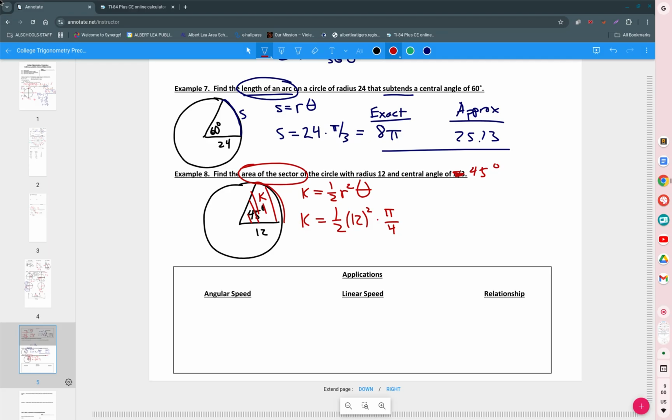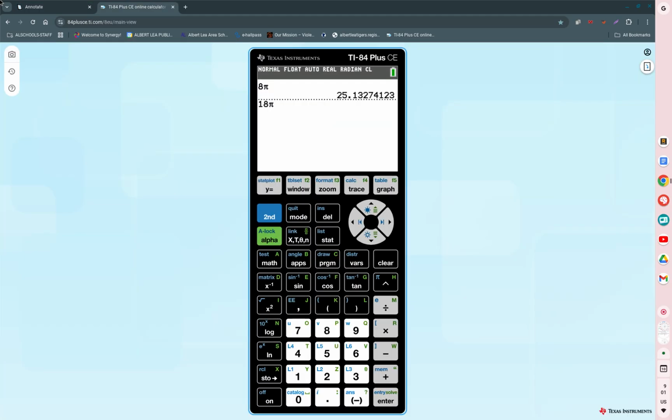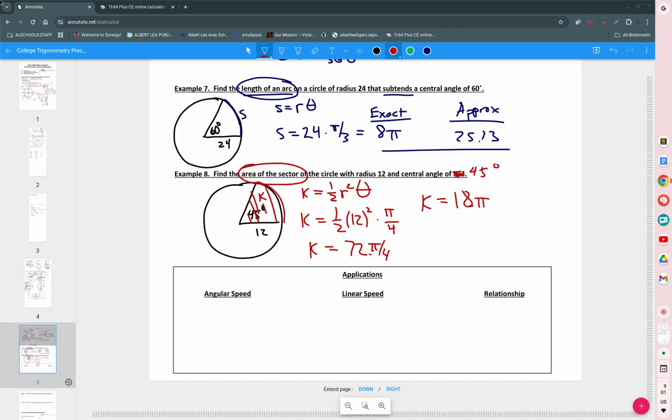Now we just have to multiply this out. 12 squared is 144, and 144 times 1/2 is 72. And so now I have to multiply 72 times pi over 4. 72 divided by 4 is 18. So 18 pi is the exact value. The approximate value, again, we would just have 18 times pi, and we get a grand total of 56.55. So this is just kind of a short one-day lesson, just be able to find, again, as we said, area and arc length.